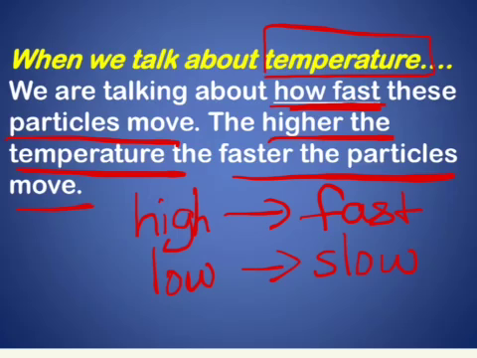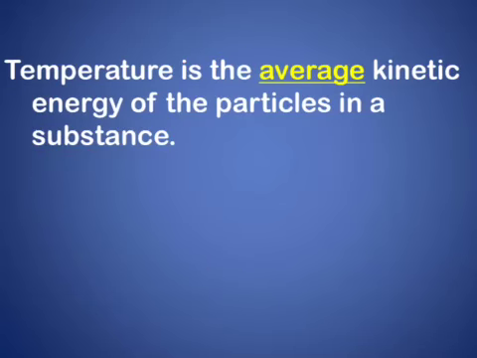So for some gases, the particles might be moving faster. That would be a higher temperature. For some gases, the particles might be moving slower. That would be a lower temperature gas. If we talk about the kinetic energy, temperature is defined as the average kinetic energy. Okay, so you do really need to write this as well as part of your definition for temperature in your notes, that temperature is the average kinetic energy of the particles in a substance.